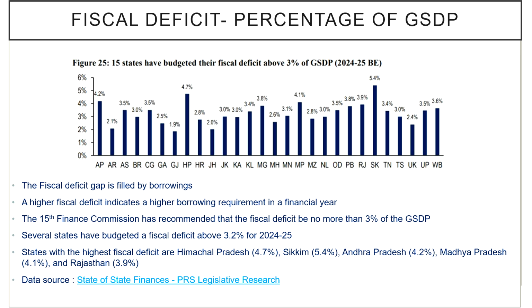Fiscal deficit as percentage of GSDP. The fiscal deficit gap is filled by borrowings. A higher fiscal deficit indicates a higher borrowing requirement in a financial year. The 15th Finance Commission has recommended that the fiscal deficit be no more than 3% of the GSDP. Several states have budgeted a fiscal deficit above 3.2% for 2024-25. States with the highest fiscal deficit are Himachal Pradesh, Sikkim 5.4%, Andhra Pradesh 4.2%, Madhya Pradesh 4.1%, and Rajasthan 3.9%.